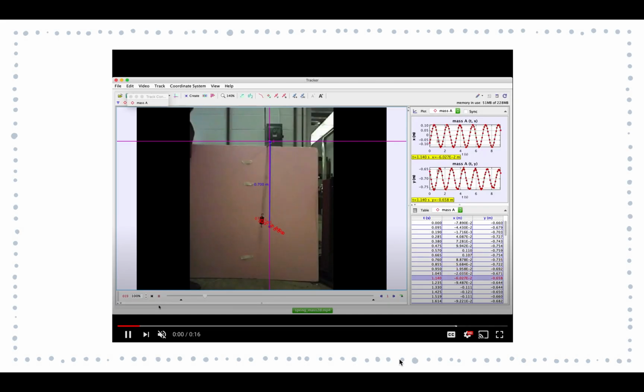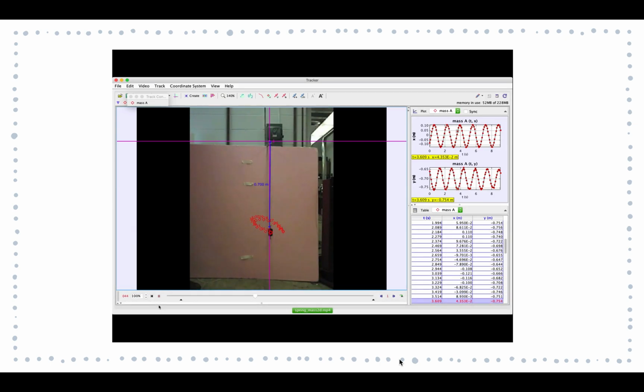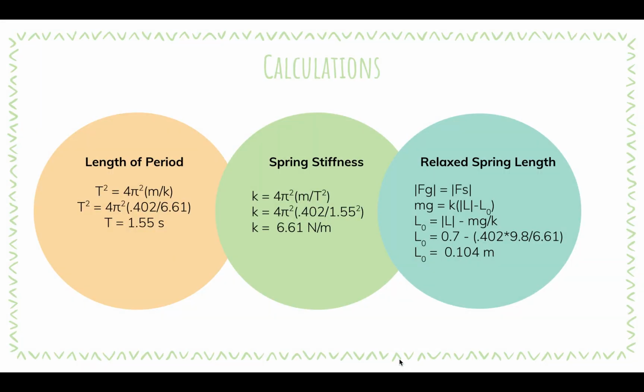In Tracker, the calibration stick was set at 0.7 meters, which is the initial stretch of the spring. We will export the X and Y position data points into a CSV file so that we can then use that information to generate the computational model in GlowScript. Using the information found via Tracker, I estimated the period of oscillation in the Y direction to be 1.55 seconds. I will discuss in depth how I estimated the period of oscillation later on.